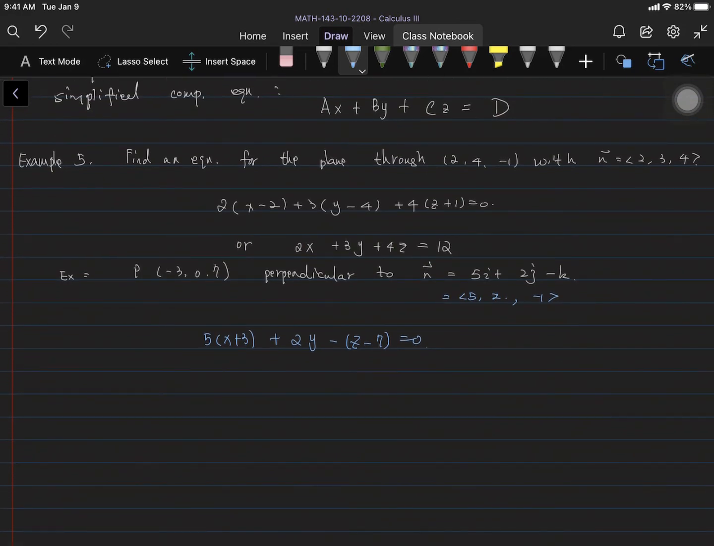And in the next class, we are going to find a plane passing through 3 points. So given any 3 points, we can fix a plane, right? So next class, we're going to do this one.